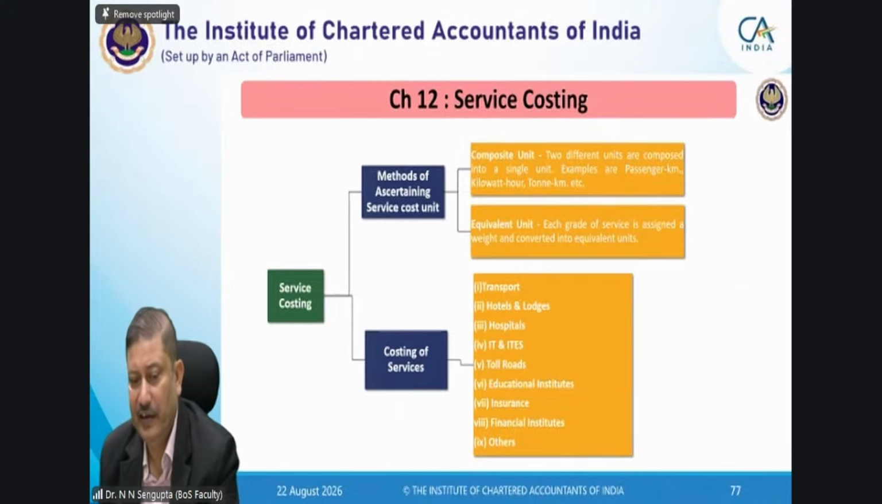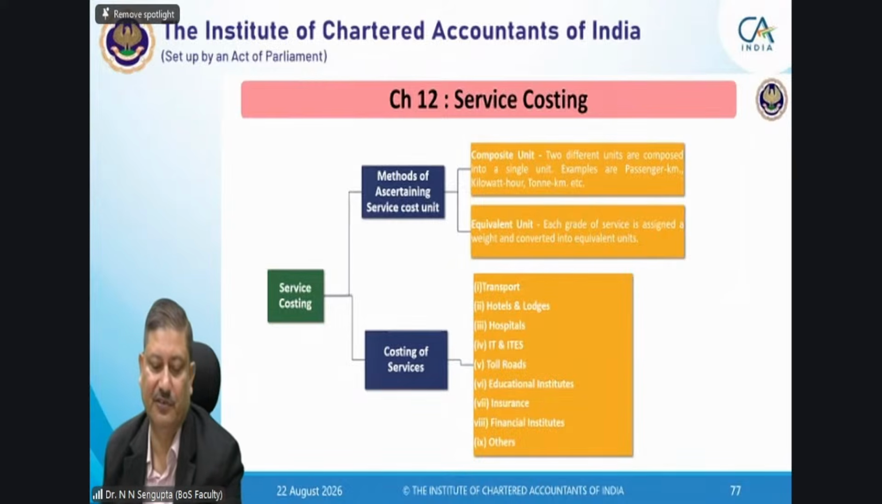Another very important topic is service costing. So, first of all, there are various service sectors which are covered. I told you in the very beginning, there are various service sectors which are covered under service costing. First of all, you understand the composite unit and the equivalent unit. Now, what are the service industries we follow in case of service costing?